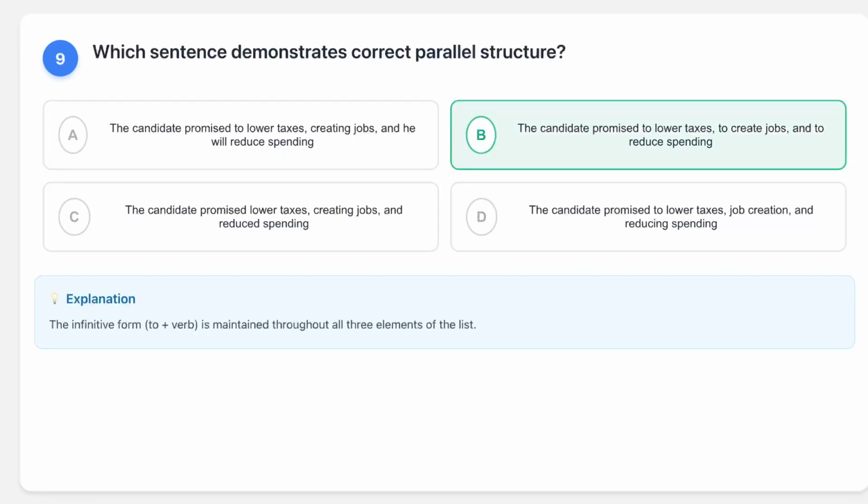Explanation. The infinitive form, to plus verb, is maintained throughout all three elements of the list.